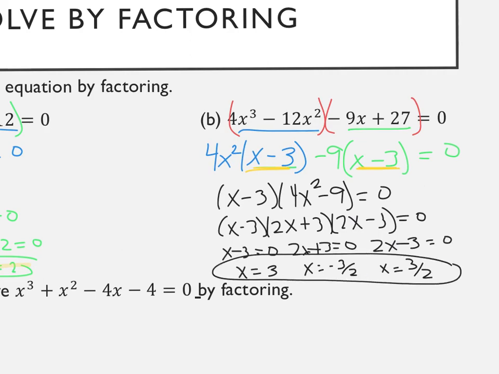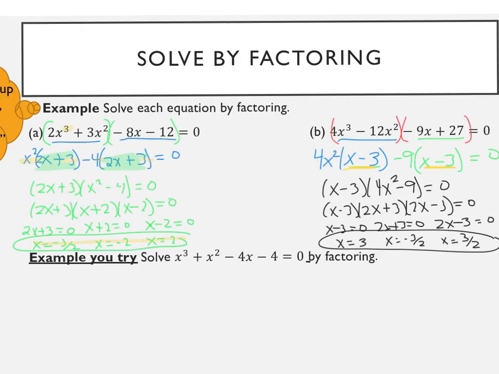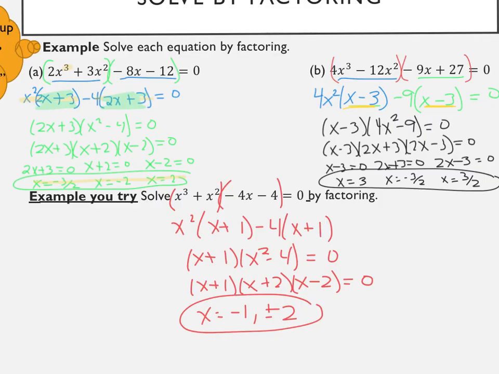Take a second and try the example you tried. Hopefully you find that x is equal to negative 1 and positive and negative 2. And we know our solution is okay because our biggest exponent is 3, and we have 3 solutions.